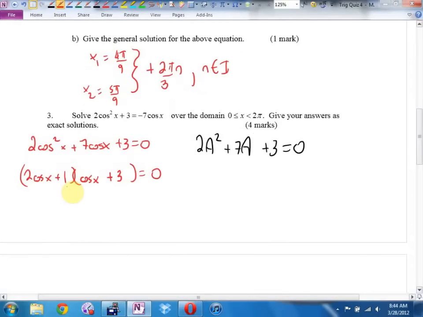What are my roots? Well, I get this. Cos x equals negative a half. Change the sign and divide by the coefficient. And I get cos x equals negative 3. Nicole, I'm interested in this one here. Why is this one really easy to do?